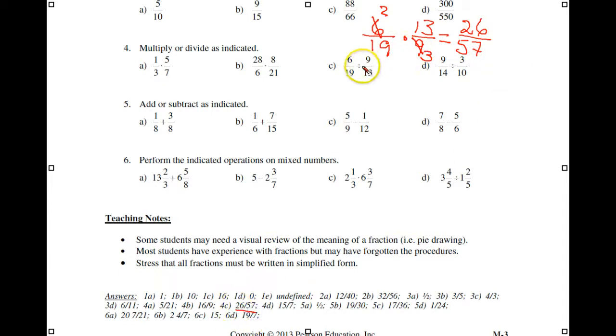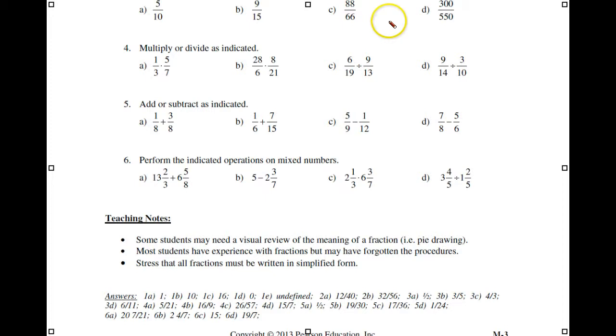And the key of multiplication: we multiply our numerators and denominators, canceling out wherever we can. In division, though, we have to change it to multiplication by flipping, taking the reciprocal of the second term.